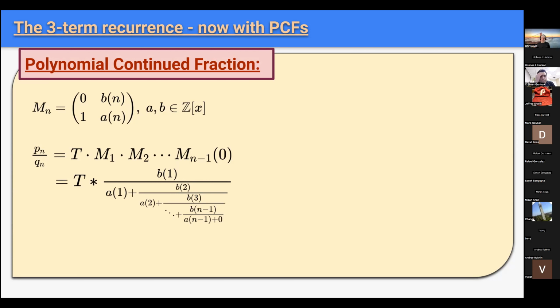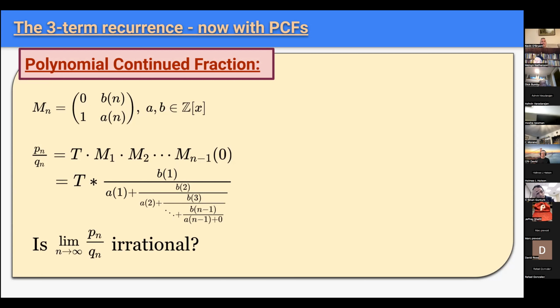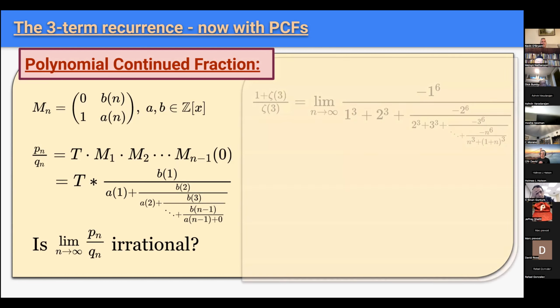For example, does it converge? Because it is not automatic like with continued fractions. And if it converges, what can you say about the limit? And in particular, is the limit irrational? So let's see a few examples.